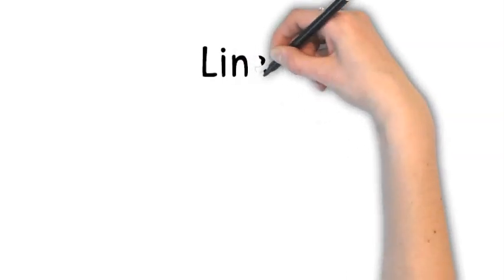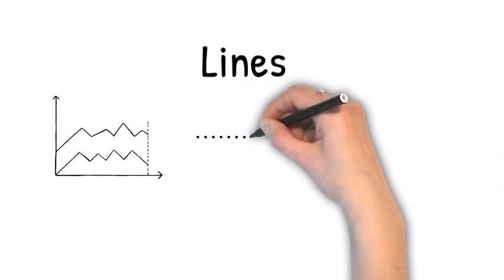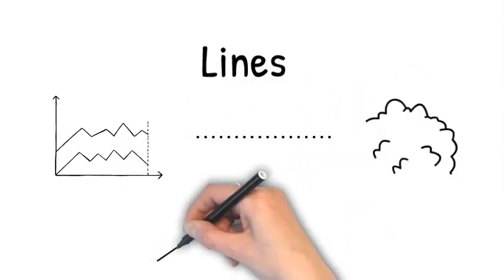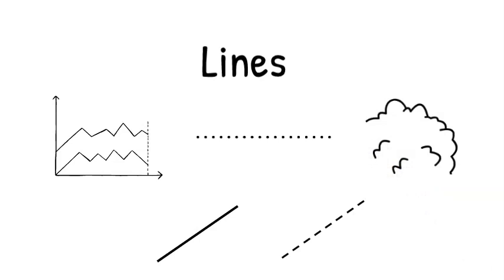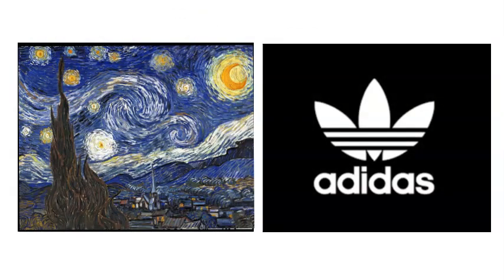Line is the first element of design. There are many kinds of lines: straight lines, zigzag lines, dotted lines, curved lines, thick or thin lines, dashed lines, etc. It is a very important element of design. It is used to create other elements like shapes, forms, and texture. Without the use of line, it will be very difficult to make any composition. Here are some examples of how lines are used to make different compositions and how important they are to create any composition.